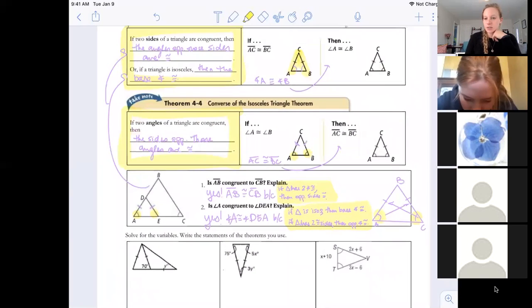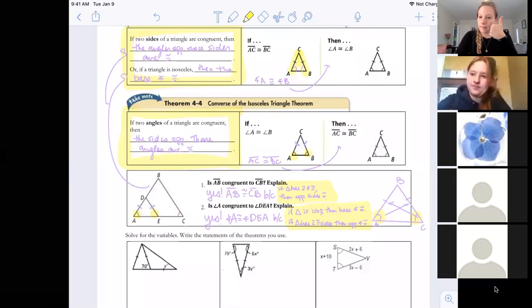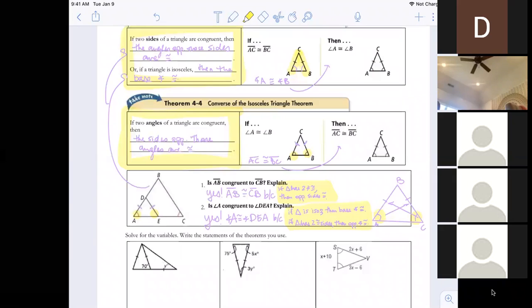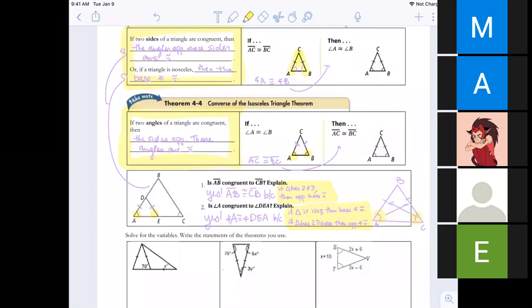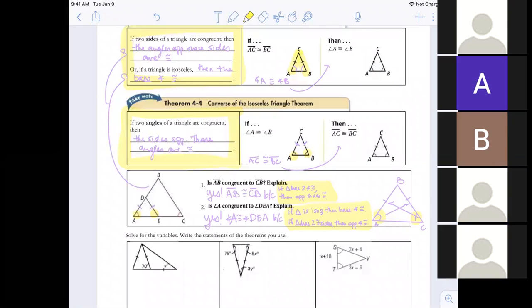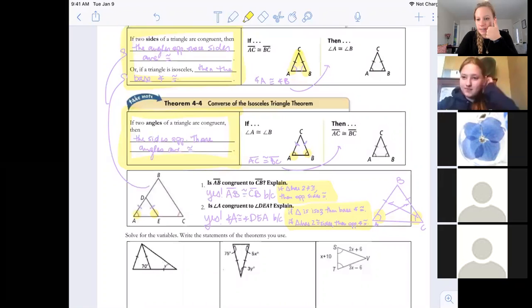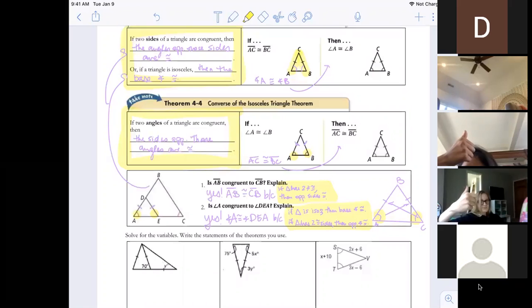All right, any questions on where we're at? Give me a thumbs up if you're with me, either in person or your little emoji. I see 1, 2, 3, 4, 5, 6, 7, 8, 9, 10, 11. Awesome. Good job, guys. Good job.